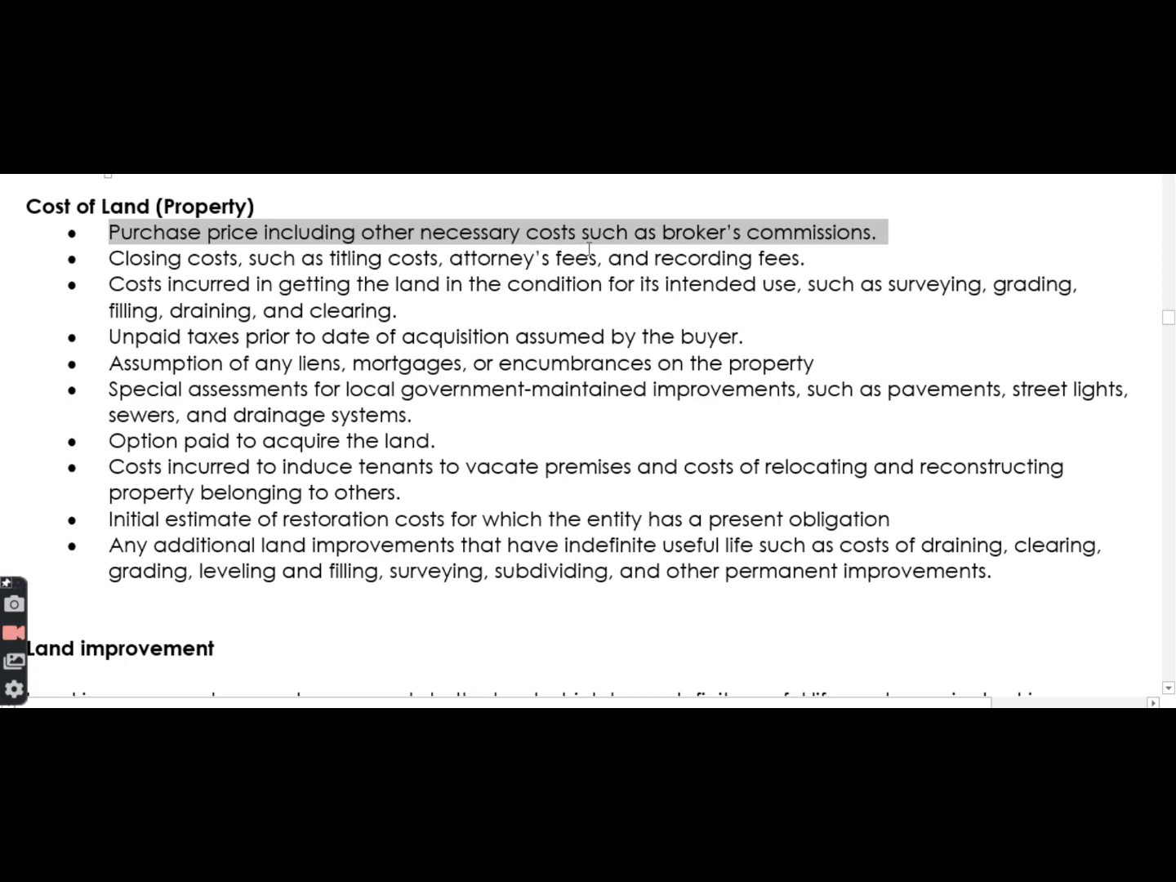Purchase price, including other necessary costs such as broker's commission or kung ano man yung mga directly attributable cost. After mong bilhin, kailangan mo ring i-recognize as capitalizable yung mga closing cost, such as yung title, attorney's fees, recording fees.